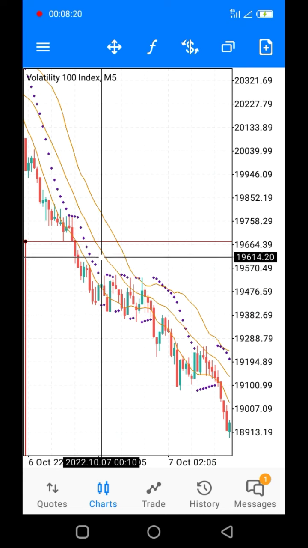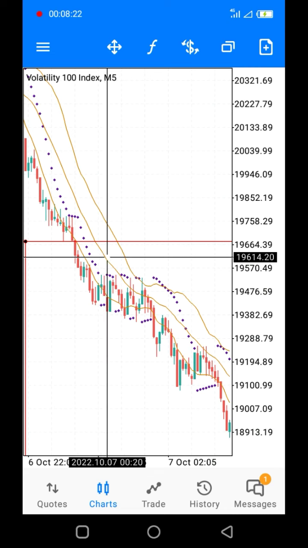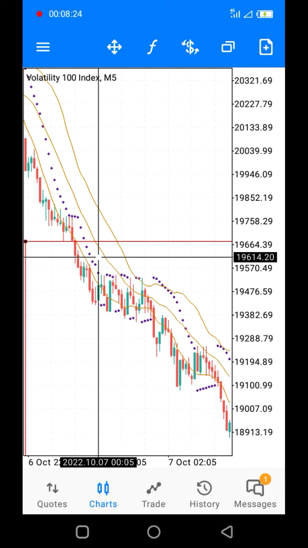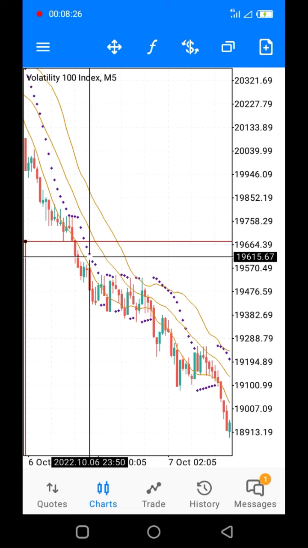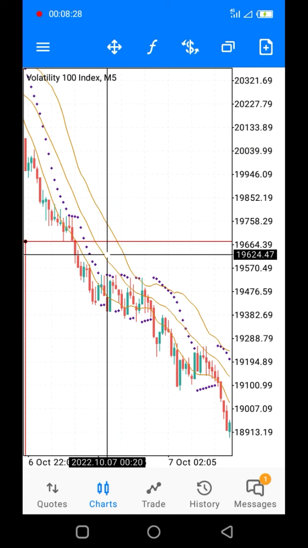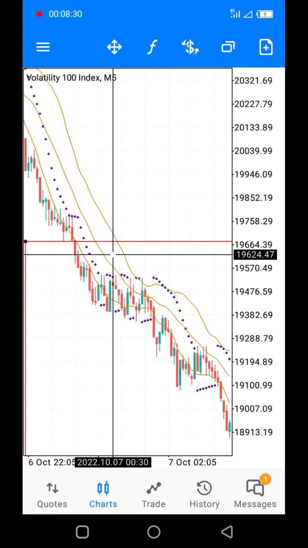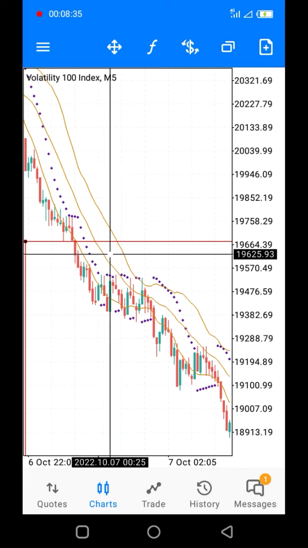One. Two. So the market has sold for almost 30 minutes. So we have a pullback here, another entry here. Can you see that? We have another entry here, a pullback with the green candlestick.